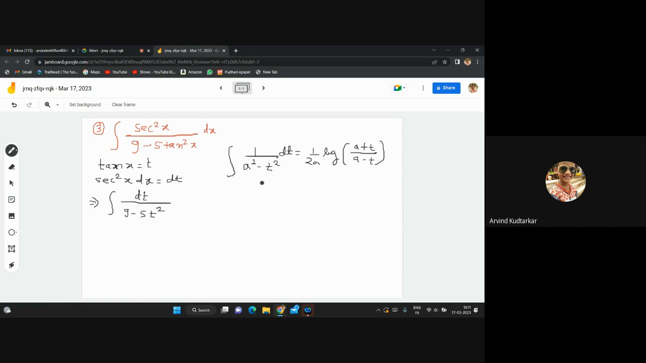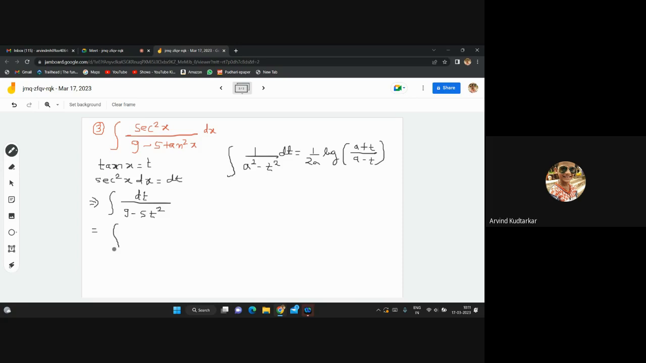So we'll express that polynomial in the form of a square minus t square. Actually you want a unit coefficient for t square. And how do you get that unit coefficient for t square? It means taking 5 as common, so that this polynomial will be in the form of a square minus t square. Okay, so take 5 outside. So dt upon 5 times 9 by 5 minus t square. Okay. So 1 by 5 is a constant, take it outside.